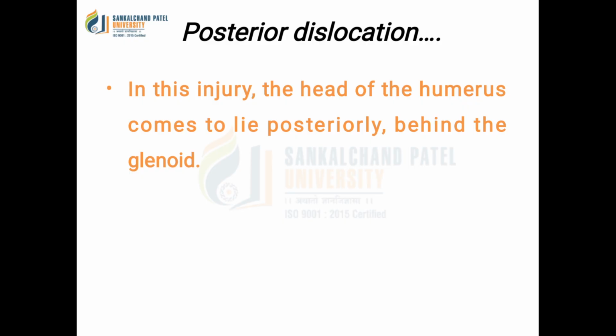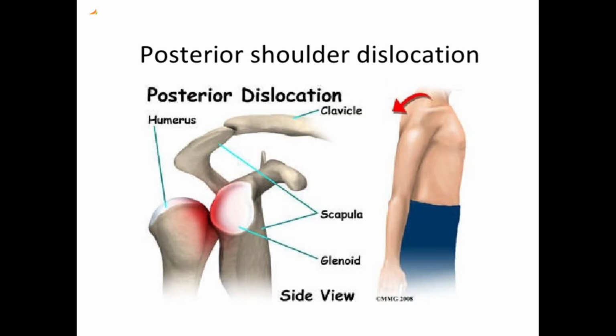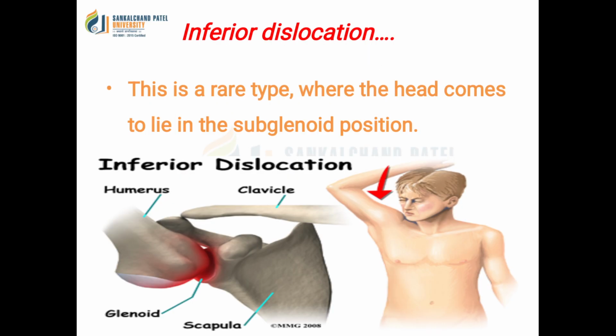Next is posterior dislocation. In this injury, the head of the humerus comes to lie posteriorly behind the glenoid. This figure shows the posterior dislocation. When a person is hit from the front side, the head of the humerus moves towards the posterior side. Third is inferior dislocation. It is the rare type where the head lies in the subglenoid position.